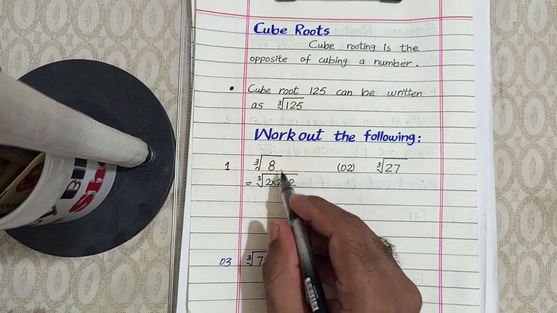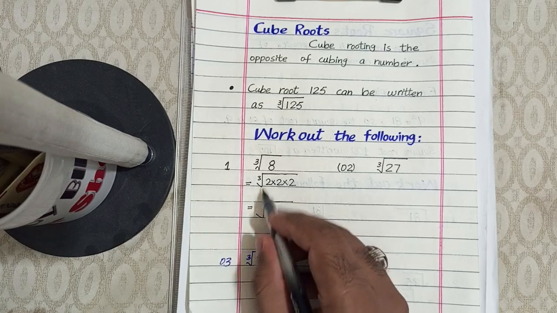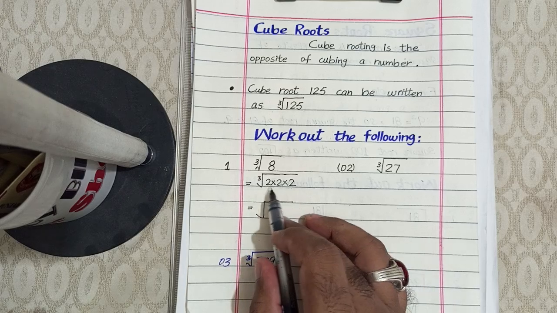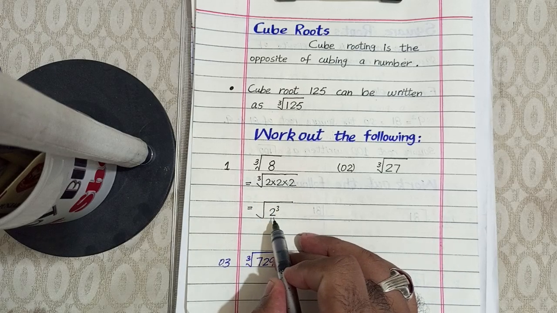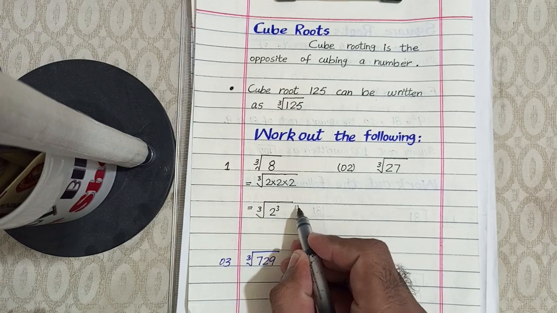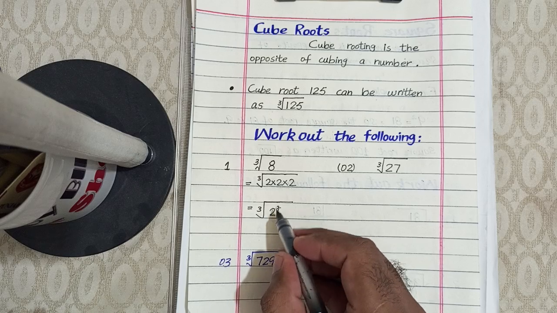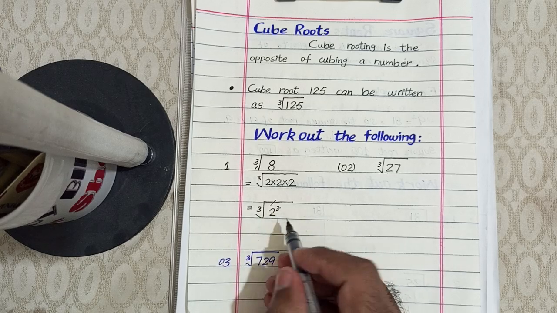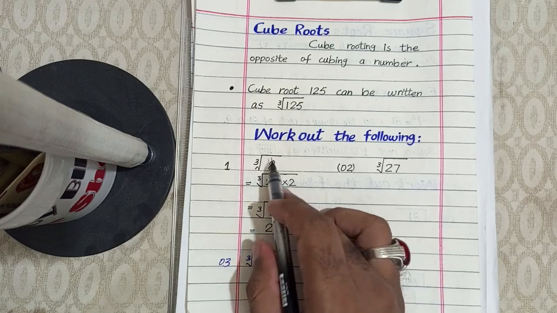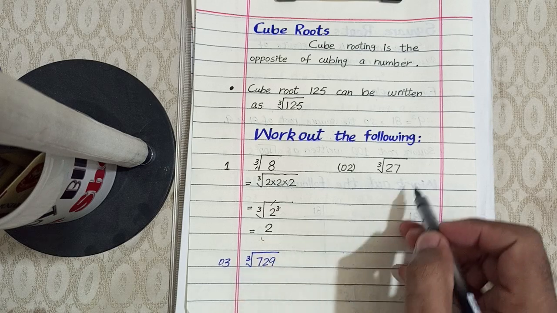2 times 2 is 4, 4 times 2 is 8. Now 2 raised to power 3, because 2 is multiplied 3 times. So we write 2 raised to power 3 and here is the cube root. So now we cancel cube with cube root. So our answer is 2. Cube root of 8 is equal to 2.